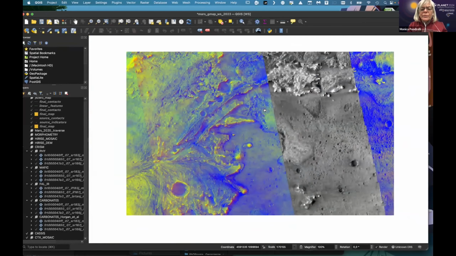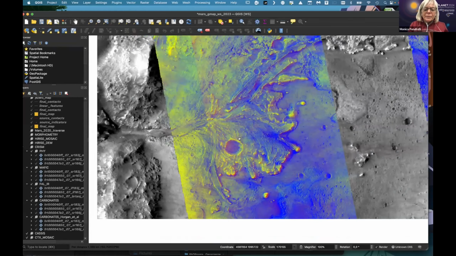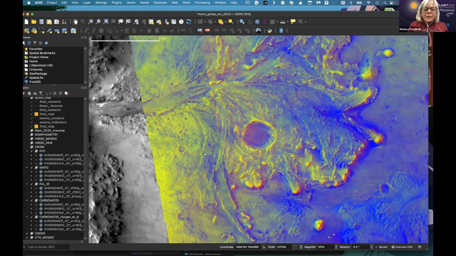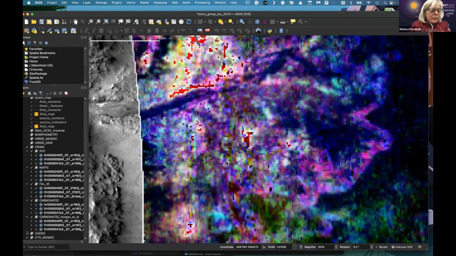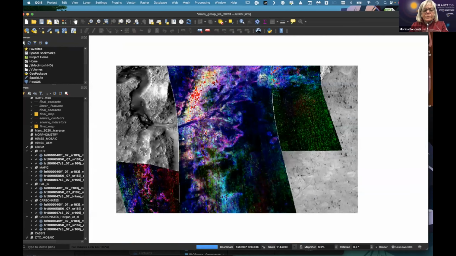Maybe before switching to CRISM, I could show how CaSSIS can be really useful to catch some boundaries, some transitions which are not so obvious with CTX data only. These images are really very nice. But back to CRISM, I tried not to create too much entropy in this project.